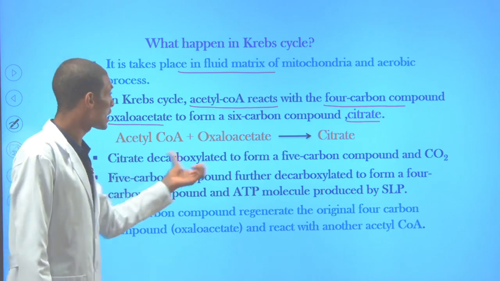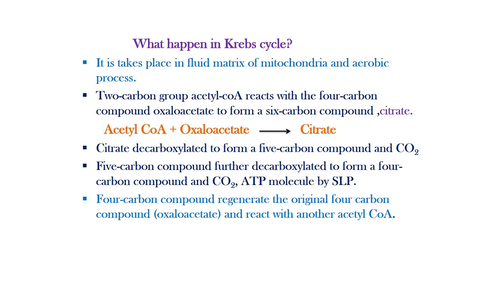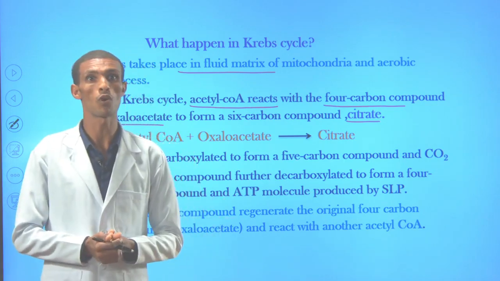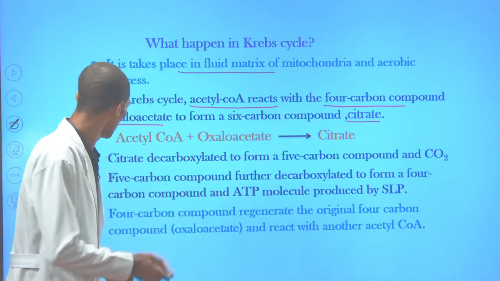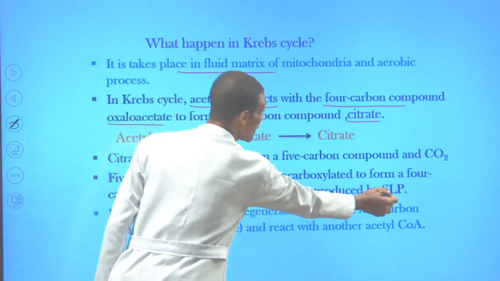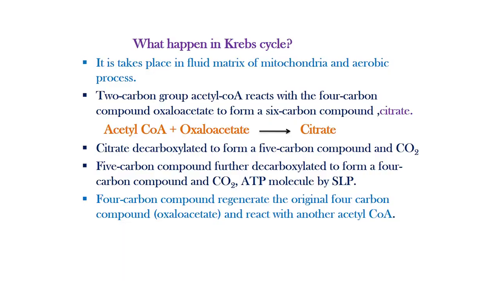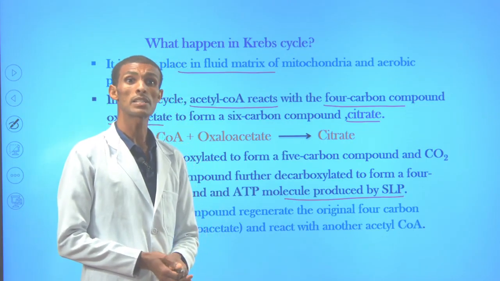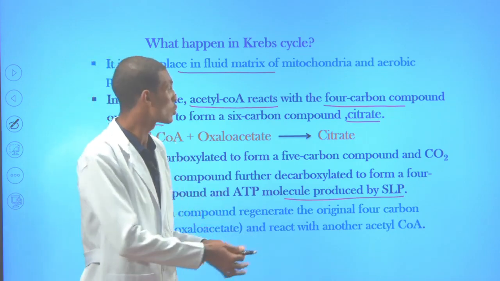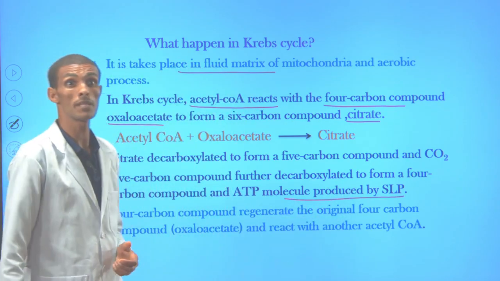Then citrate becomes decarboxylated to form a 5 carbon compound and carbon dioxide. The 5 carbon compound is further decarboxylated to form a 4 carbon compound, oxaloacetate. ATP is formed in the process by substrate level phosphorylation. Substrates having an attached phosphate can transfer their phosphate to ADP, which is phosphorylation.